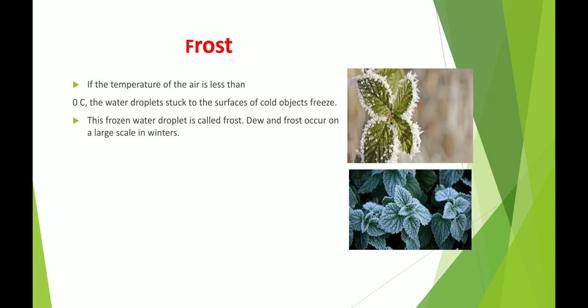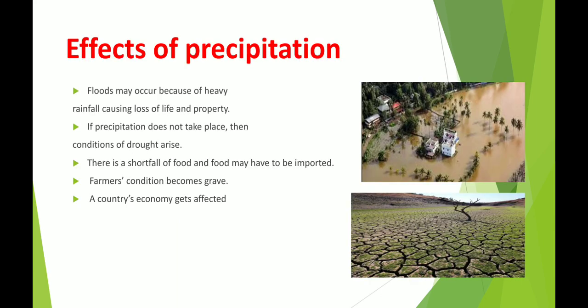See the last now, frost is there. When does the frost occur? If the temperature of the air is less than 0 degree Celsius, the water droplets are turned into frozen water droplets. Your water droplets stuck to the surface of the very cold objects freeze, and these frozen water droplets are called frost. And this type of dew and frost occur on a large scale in the winter season.